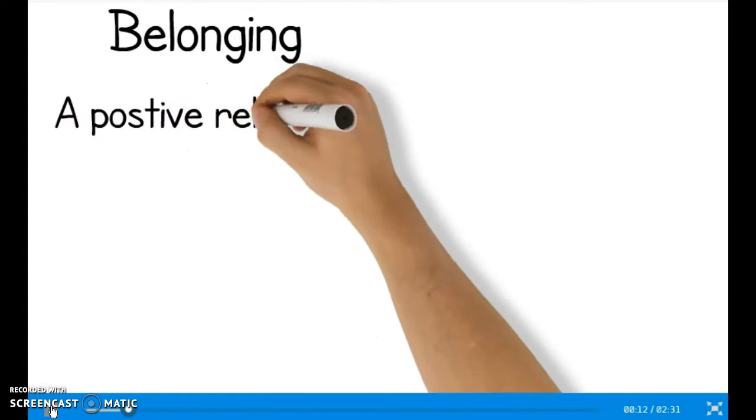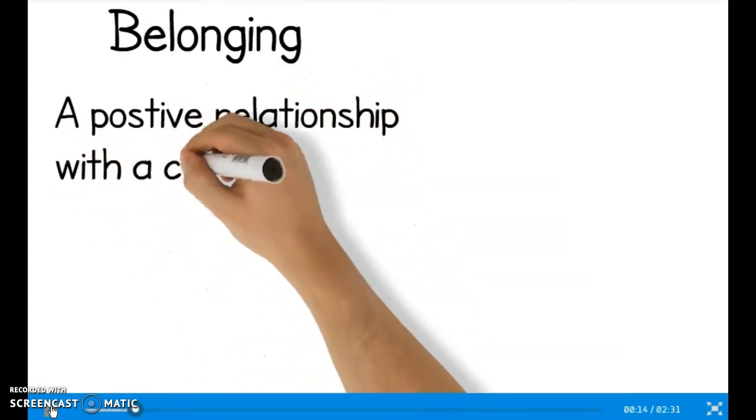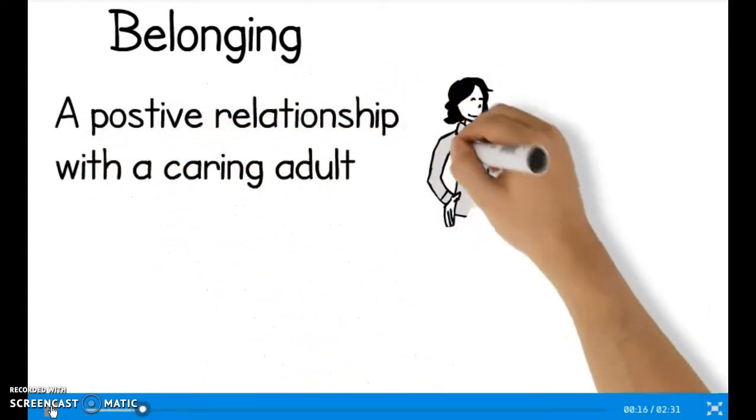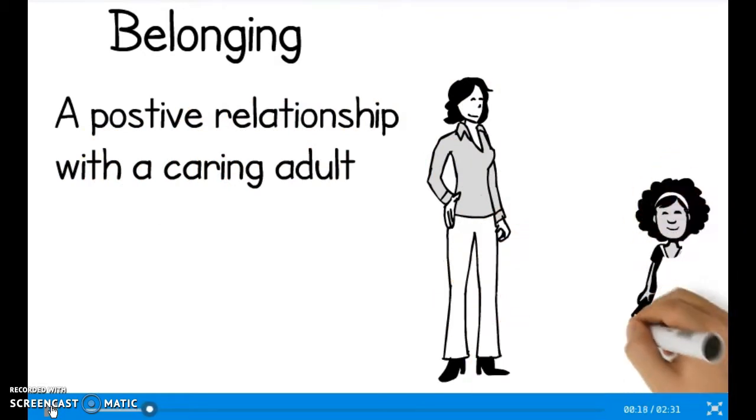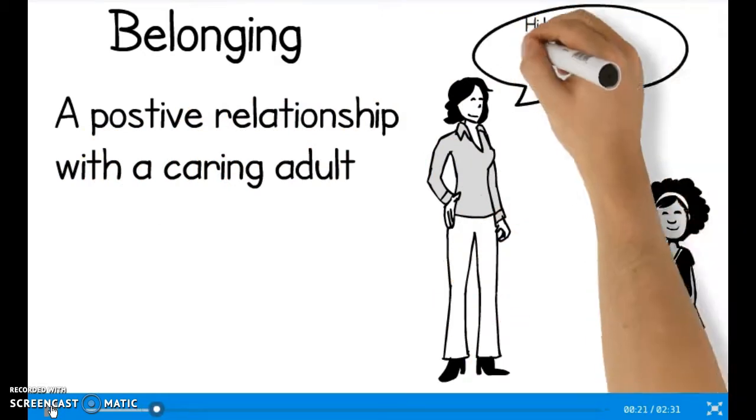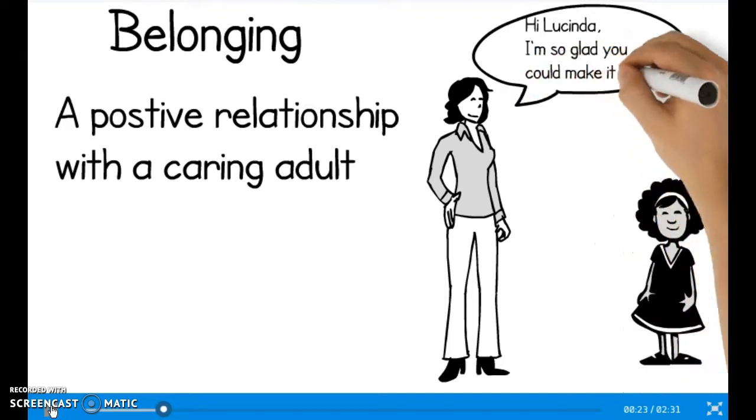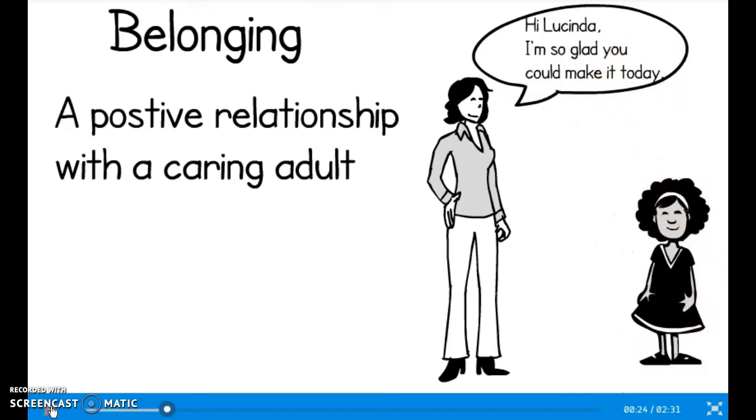Belonging. A positive relationship with a caring adult is very important. As the 4-H leader, you should get to know each one of your members individually, learn their names, talk to them when they come into the meeting, build that relationship with them. That's one of the great things about the 4-H program, is that youth and adults get to build that relationship.